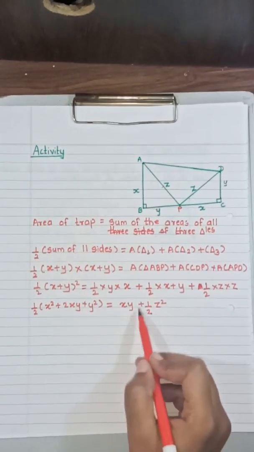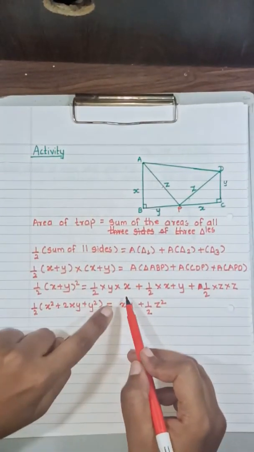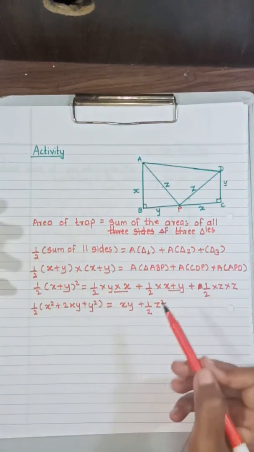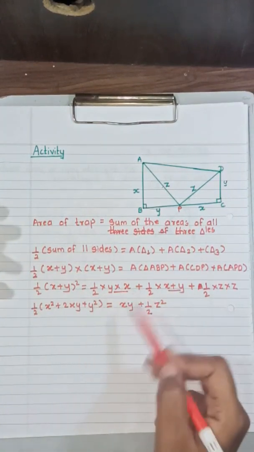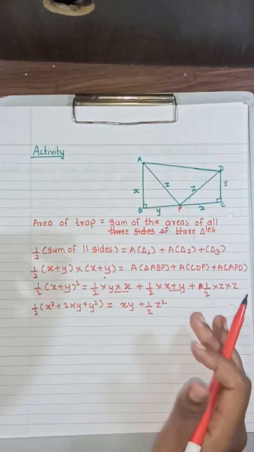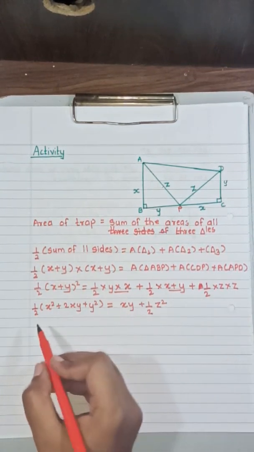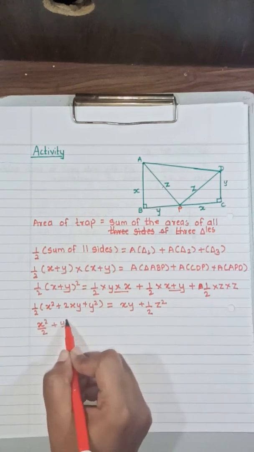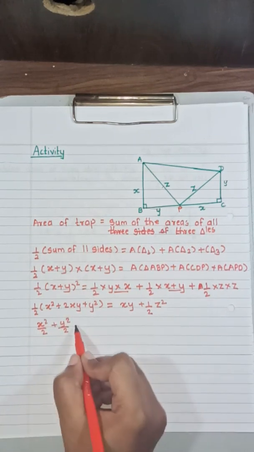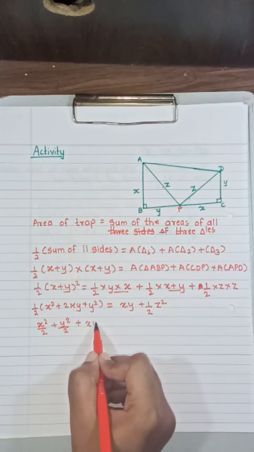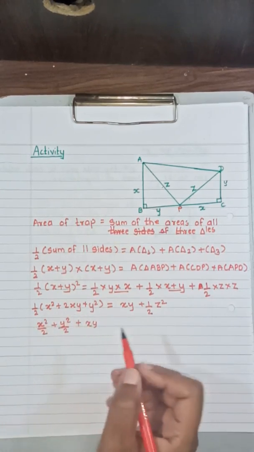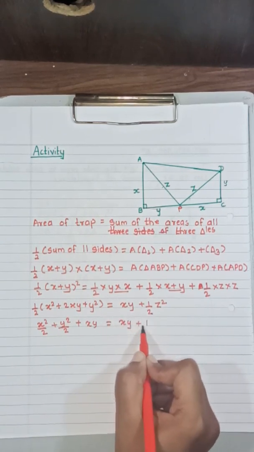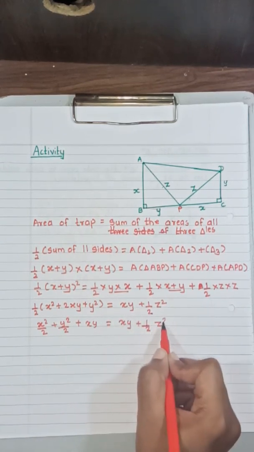As you know, I've written here directly xy. Now xy plus xy is equal to 2xy. Now this 2 will get cancelled, so we'll have simply xy. Therefore x square upon 2 plus y square upon 2 plus xy.